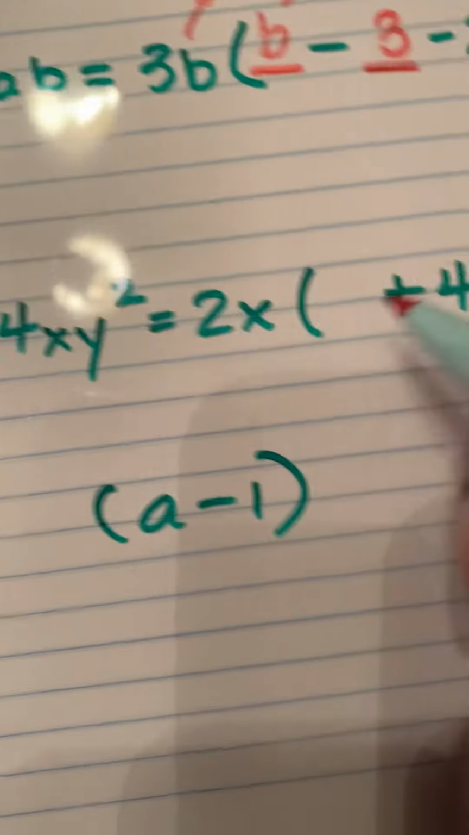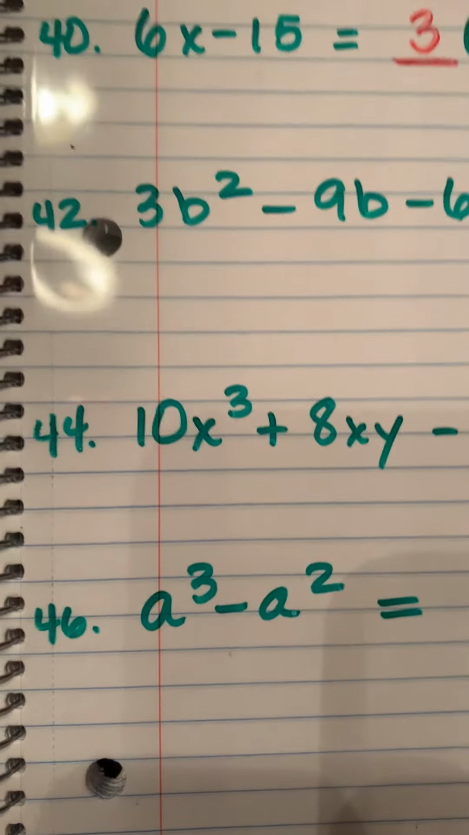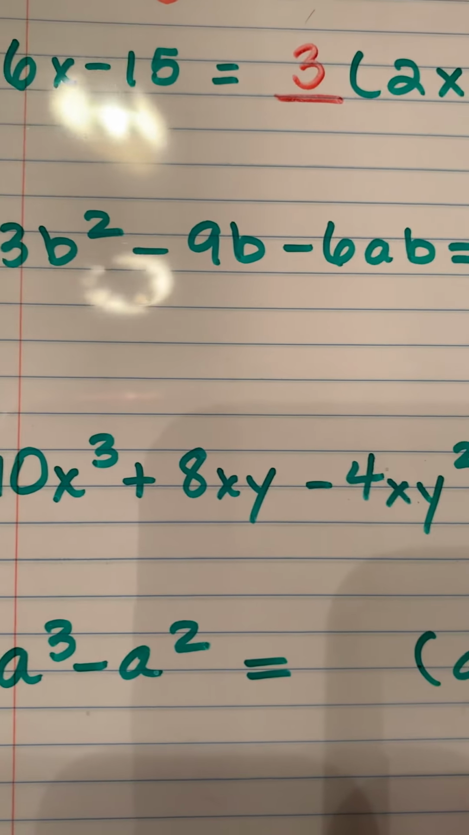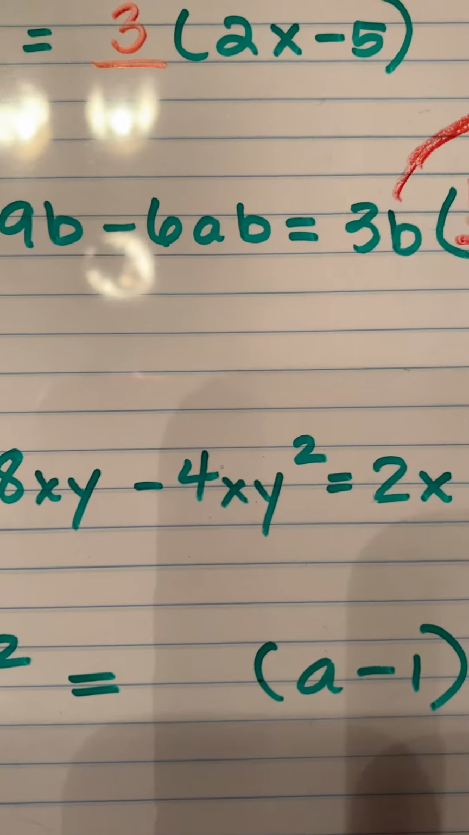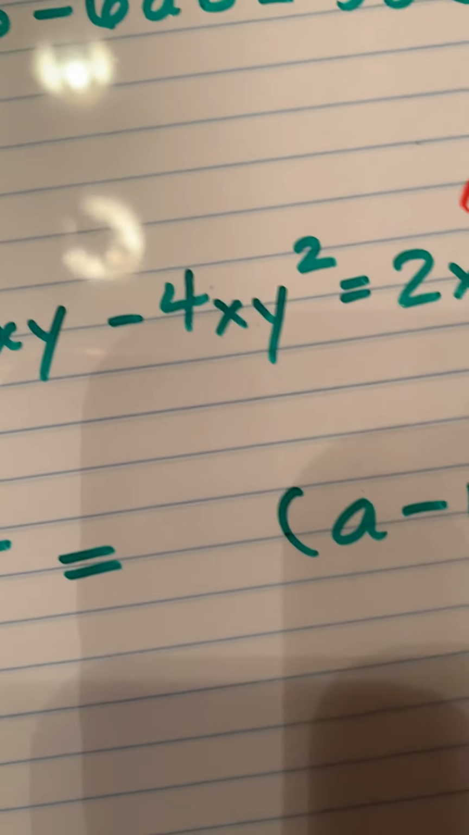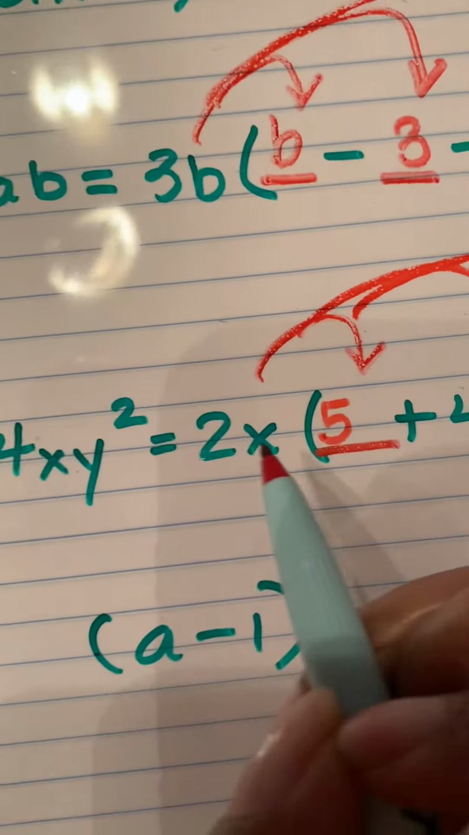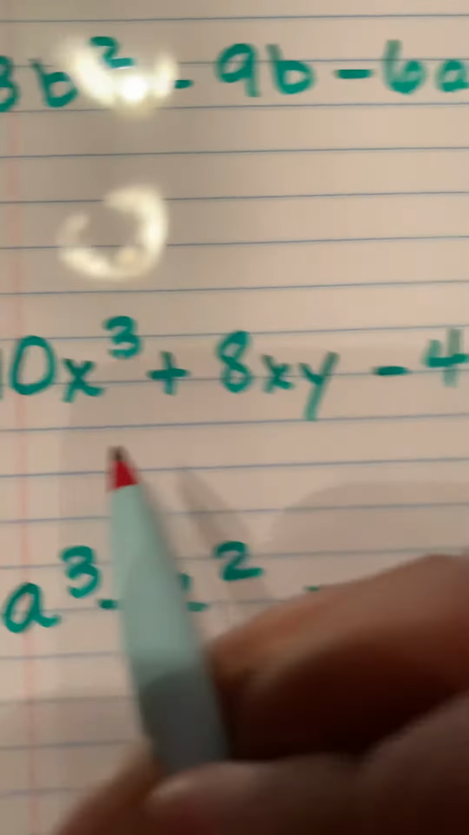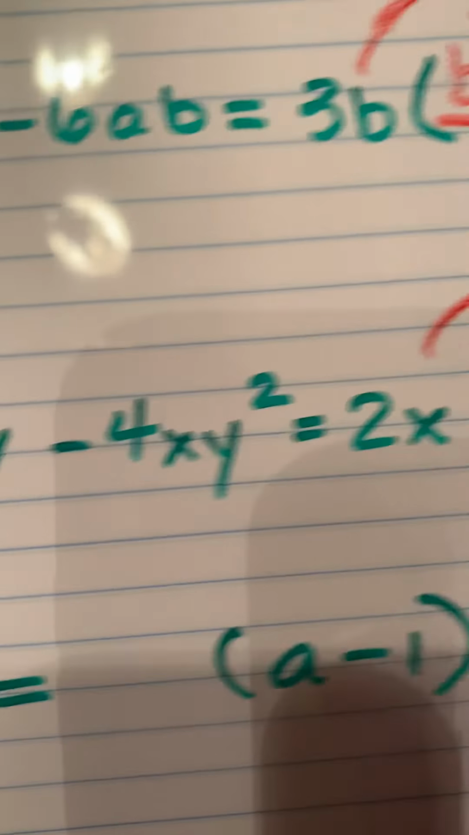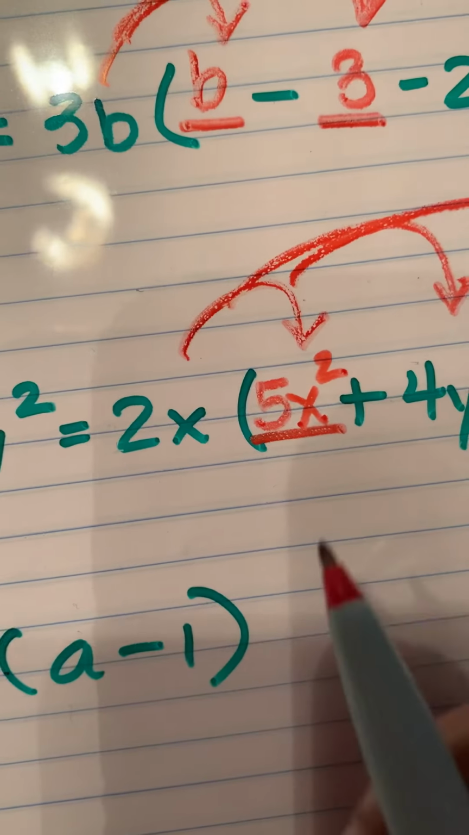The same thing for 44. I'm underlining the blank spaces that I saw in my textbook. So 10x to the third power plus 8xy minus 4xy squared equals 2x. So they're asking you to think about your timetables. 2x times what would give you 10? So think about your timetables. 2 times what would give you 10? 5. If you have an x on the outside, but you need a total of how many? 3. So how many do you need inside? I need 2 more to make it complete.